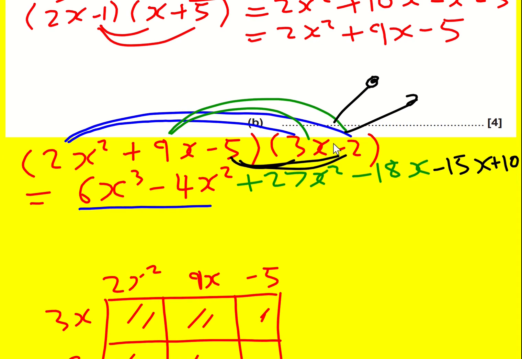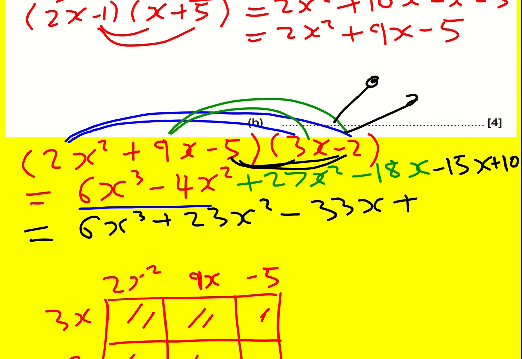All we need to do now is simplify it. So I've got a 6x cubed term by itself, but then I've got an x squared term here and an x squared term here. That's going to become plus 23x squared. I've got a minus 18x and a minus 15x. That's going to become minus 33x. And then I've got my plus 10.